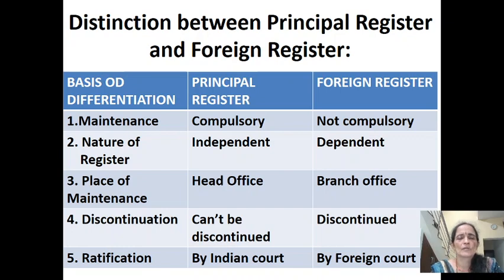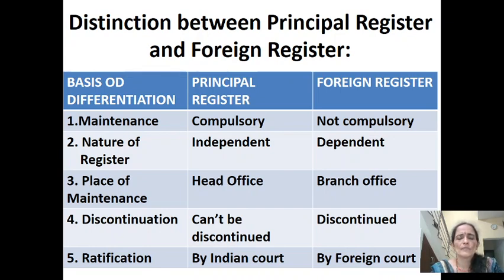Place of maintenance. Principal register is maintained at the head office or in the same town or city in which the head office is located, whereas foreign register is maintained in the branch office or in the foreign country where the company has its branch. It is kept at the branch office of the company. Discontinuation. Principal register cannot be discontinued. It must be compulsorily maintained, whereas foreign register can be discontinued. But when a foreign register is discontinued, all entries must be transmitted to the main register or to a new register.